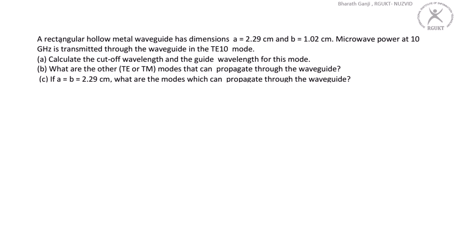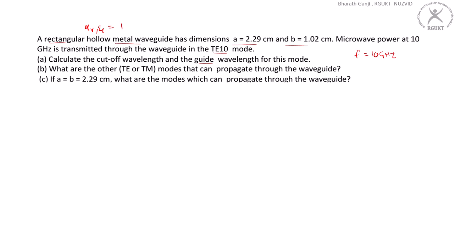Right, so again a rectangular hollow metallic waveguide is given. As it says it's hollow, we can assume that it is filled with nothing, or mu r and epsilon r is equal to 1, and the dimensions of the waveguide are given, and the operating frequency is given as 10 gigahertz. So they are saying if the waveguide wants only TE10 mode operation, calculate the cutoff frequency for this waveguide mode, and also the guided wavelength is asked. Okay, so let us try to find it.